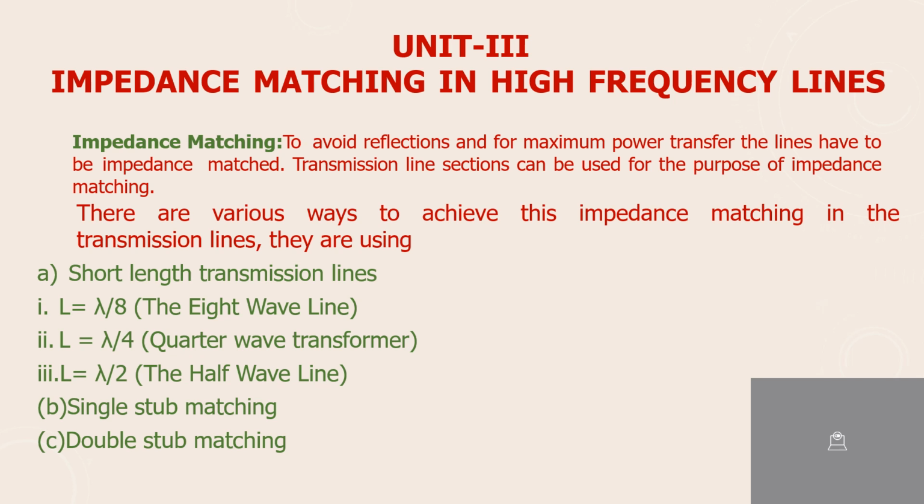In the short length transmission lines, the first one is the 8th wavelength. That is, we use a matching section with the length lambda by 8, so it is called the 8th wavelength. The second type is L equal to lambda by 4, that is, the length of the matching section is lambda by 4. We can call it a quarter wave transformer. Suppose the length of the matching section is lambda by 2, then we call it a half wave line. So these are the three methods under short length transmission lines. The same impedance matching can be achieved by using single step as well as double step matching.